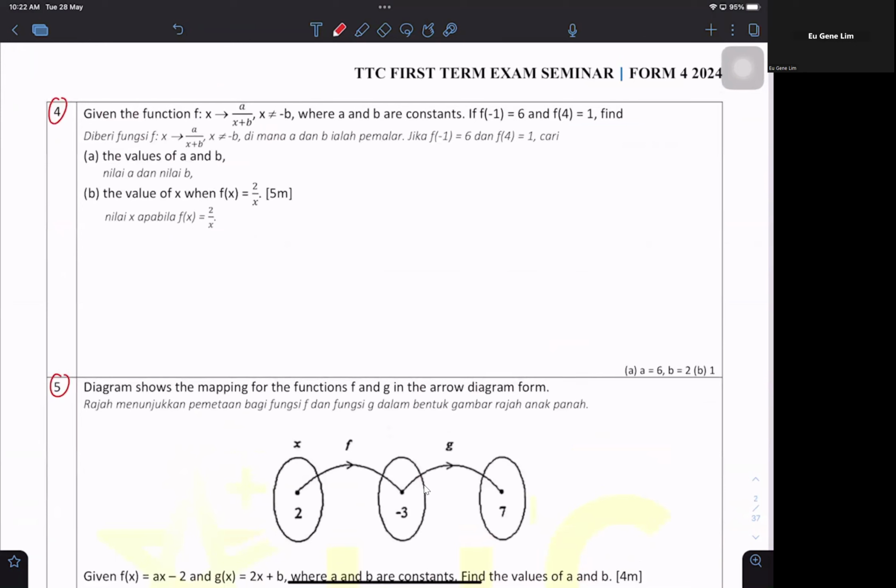Okay, number 4. Given f(x) equals a over x plus b, f(-1) equals 6, f(4) equals 1. Find a and b. So what type of question is this? This is substitution. Okay, never mind. Let me show you.